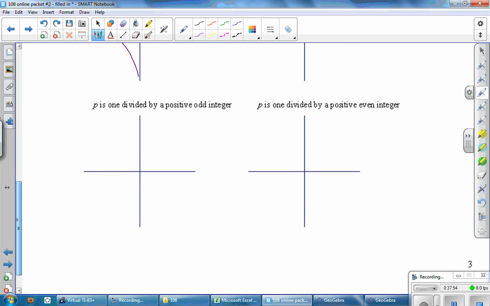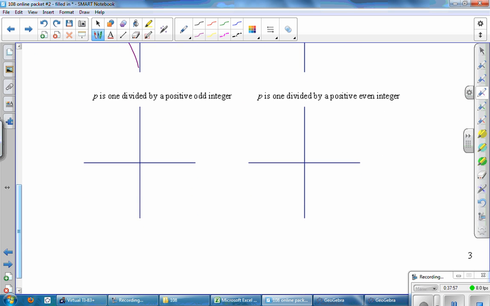Okay, and then the last two here at the bottom. p is 1 divided by a positive odd integer. So now we're thinking of something like k times x to the 1 divided by a positive odd integer: 1 divided by 3, 1 divided by 5, 1 divided by 7. Notice that I've skipped 1 divided by 1. Again, that's a special case, so I'm not going to include it there. But before I graph that, let's graph this last one. p is 1 divided by a positive even integer. So now we're looking at x to the 1 over 2, x to the 1 over 4, x to the 1 over 6.